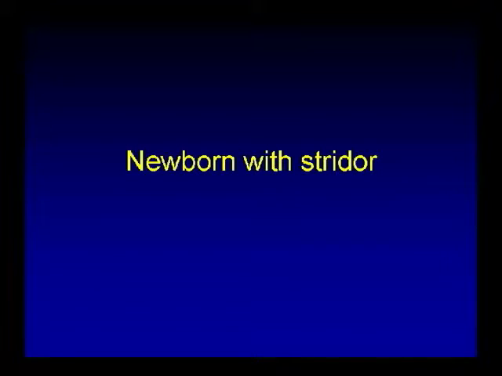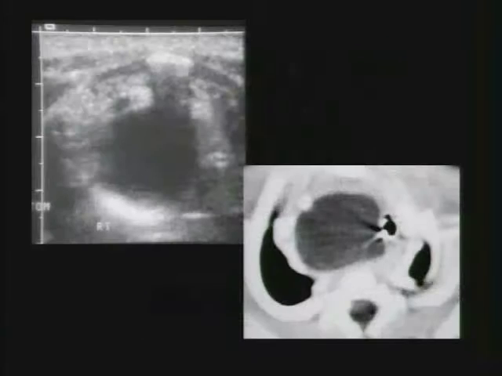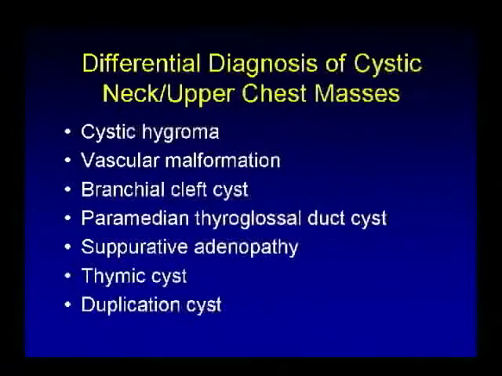Next case is a newborn with stridor. We can see there's widening of the upper mediastinum with displacement of the endotracheal tube, therefore the trachea, and the esophageal catheter to the left. When we do an ultrasound, we see a hypoechoic mass lesion in the upper right neck. And we can see on CT that this is a cystic lesion.